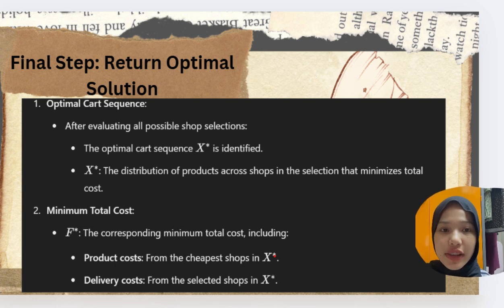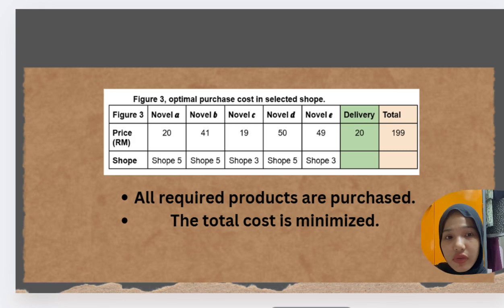Number 1, optimal cart sequence. After evaluating all possible shop selections, the optimal cart sequence is identified: the distribution of products across shops in the selection that minimizes total cost. Number 2, minimize total cost. F, the corresponding minimum total cost, including product cost and delivery cost. So this is the last figure, figure 3, the last step. Optimal purchase cost in the selected shops. All required products are purchased and total cost is minimized.